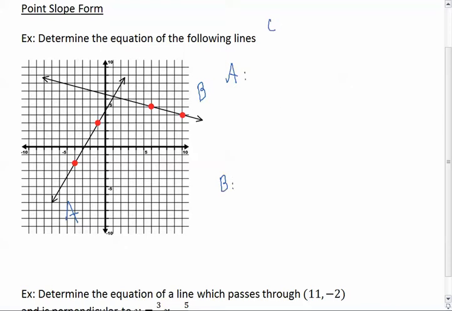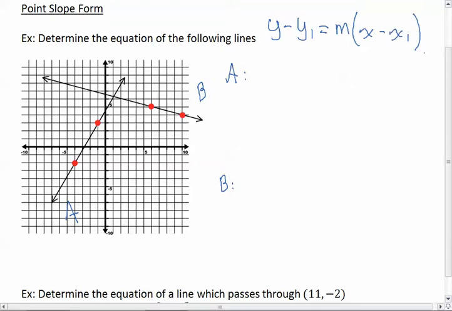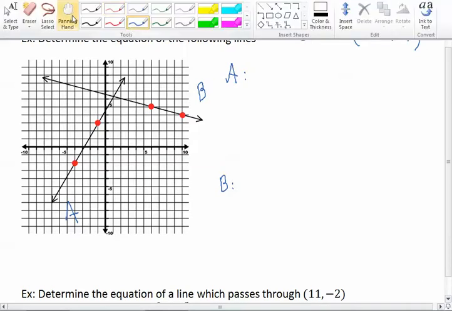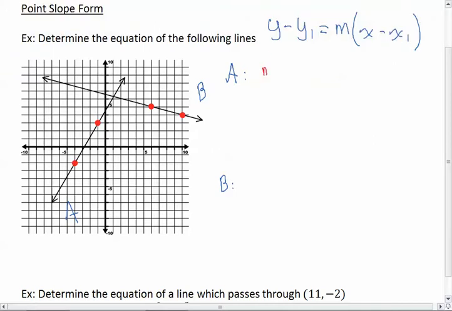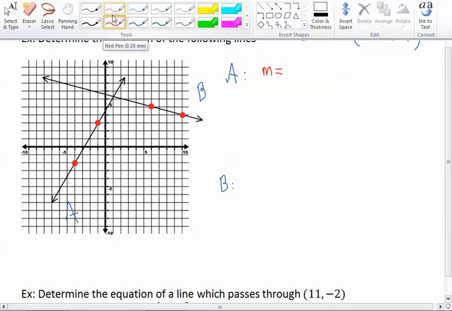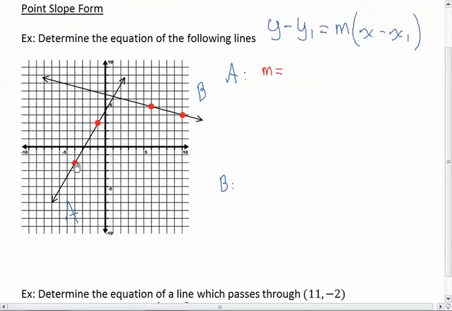So we get y minus y1 is equal to the slope onto x minus x1. The first thing that we want to find is the slope. And I've provided 2 integral points here to find our slope with. So for A, is the slope positive or negative? Positive. Remember, hold up your hands, make the roof, and your left arm is the positive slope. So we know it's positive.